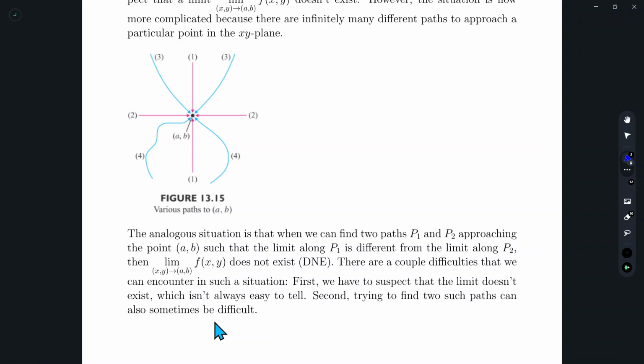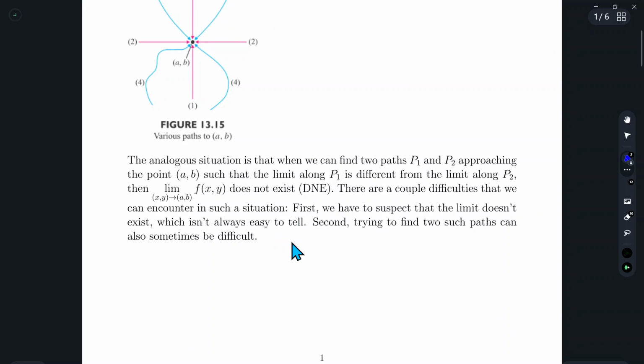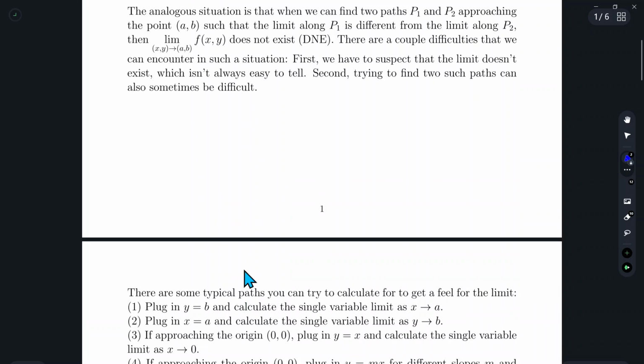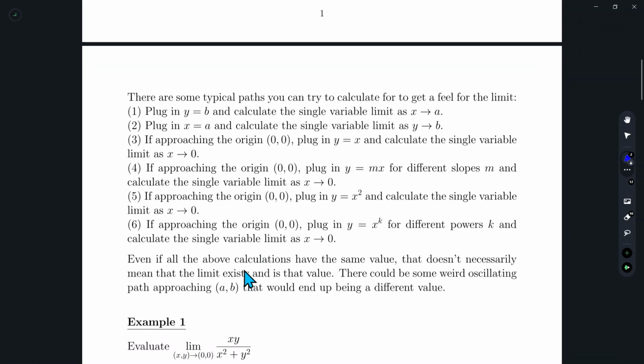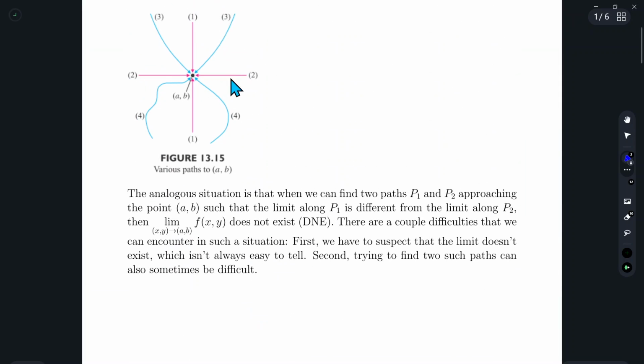With that in mind, we can do it somewhat systematically by first starting with easy paths and slowly taking more complicated paths until we find the ones that we want. A procedure is listed here. We can try some typical paths, starting from easier paths and slowly getting more complicated. Paths 1 and 2 are essentially straight line paths, vertical paths and horizontal paths.